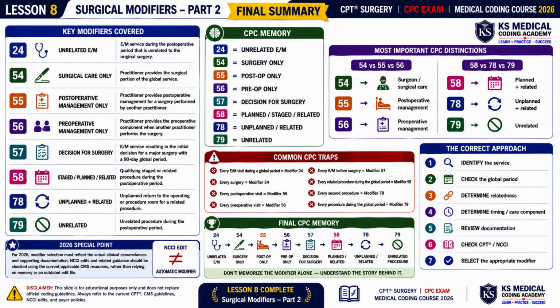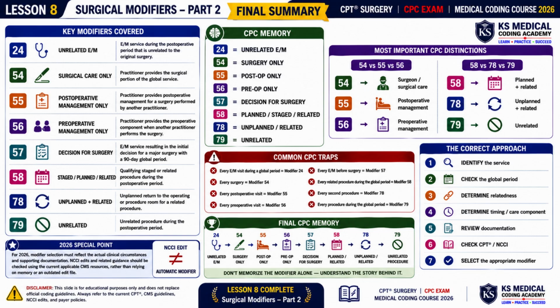Your correct coding approach is: identify the service, check the global period, determine relatedness, determine timing or care component, review documentation, check CCMI and NCCI, select the appropriate modifier. For 2026, remember, an NCCI edit does not automatically mean you should add a modifier. Always verify the current CPT, CMS, NCCI, and payer-specific requirements.